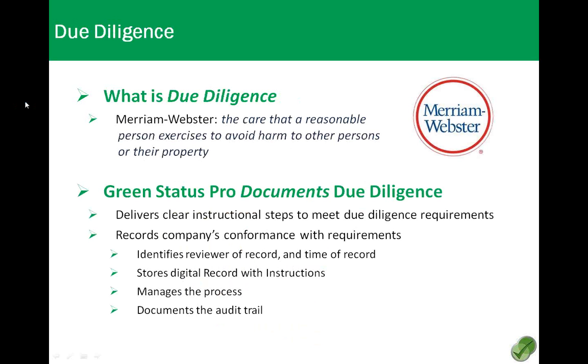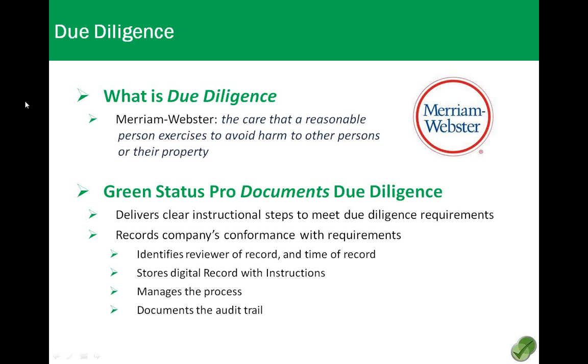Due diligence has different meanings based on the context and source, so I want to take a moment to make sure we're all on the same page. Merriam-Webster's definition is key. Reasonable person is a significant concept. Exercise means that it's proactive. Avoiding harm is the objective.